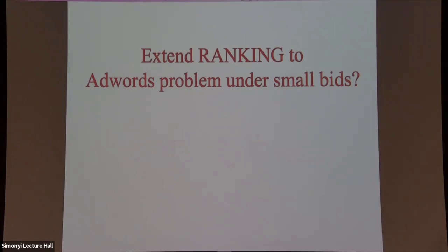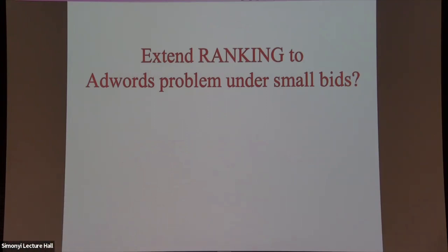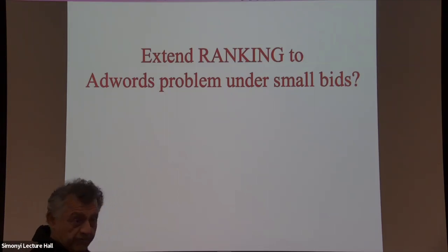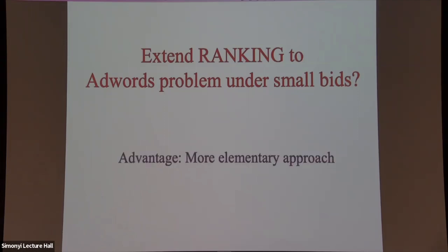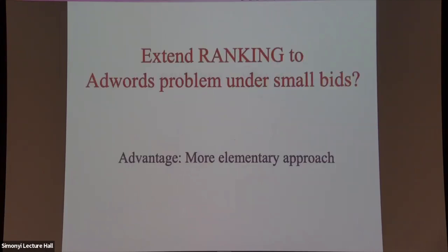And then last year, in the good old pandemic lockdown, this idea came to me. Why not extend Ranking to AdWords under small bids, where we failed before, but with the new simple proof of Ranking, maybe it can work out. And Ranking, why? It is by randomly picking the prices for the... Right, exactly, you got it. And why do this when there's already an algorithm? Because this approach is more elementary and it may lead to something better. And indeed, it does lead to something better, and I'll tell you what. But I didn't want to do it for this entire problem.